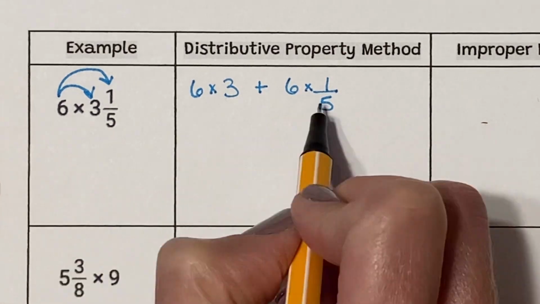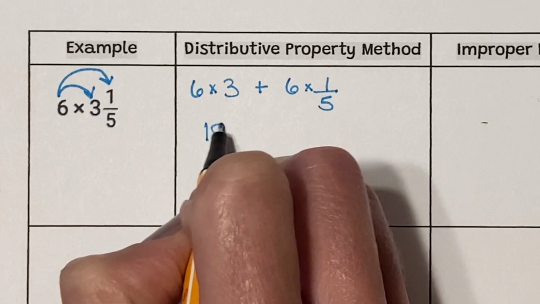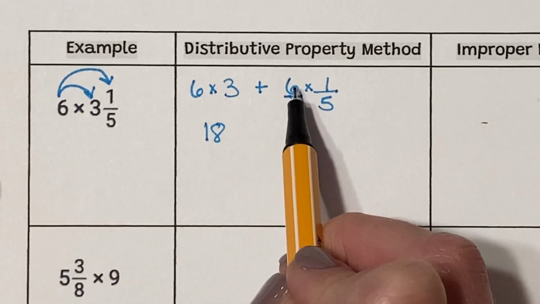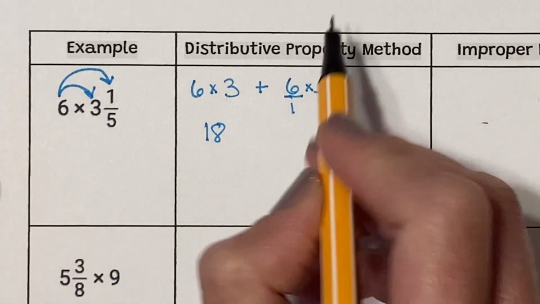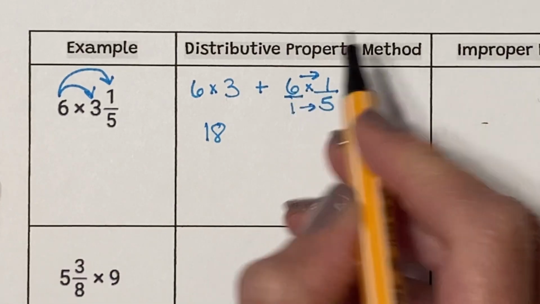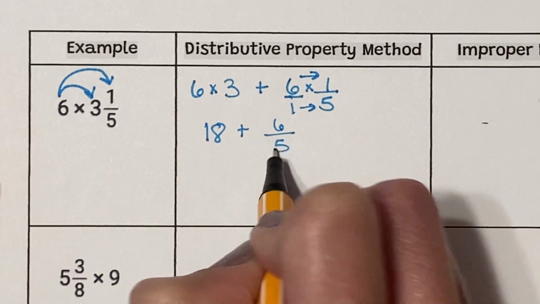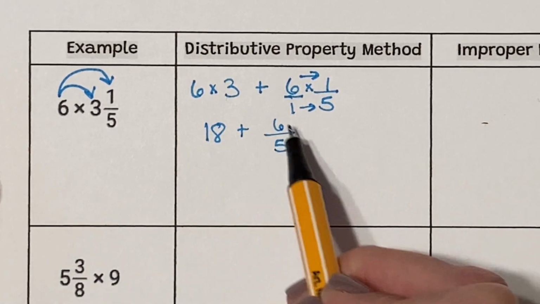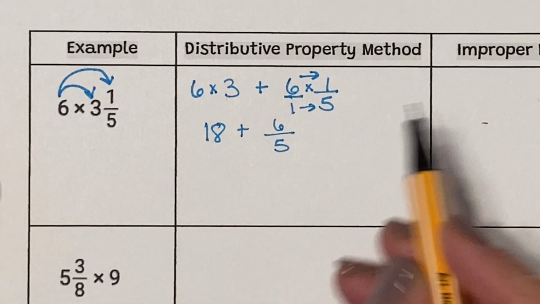Okay, well, let's go ahead and simplify this. 6 times 3 is 18. And then I'm going to go ahead and put my 6 over 1, so I have the numerators and my denominators match up. And I'm just going to multiply straight across. 6 times 1 is 6. 1 times 5 is 5. Okay, well, I have an improper fraction.